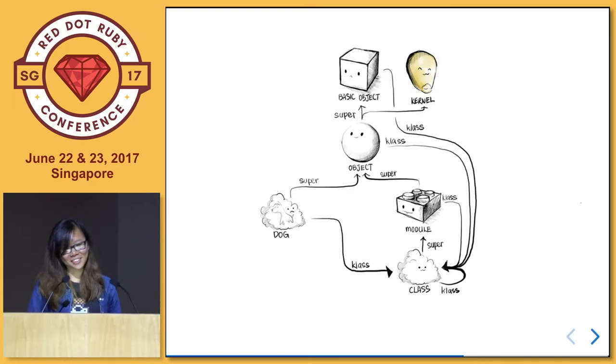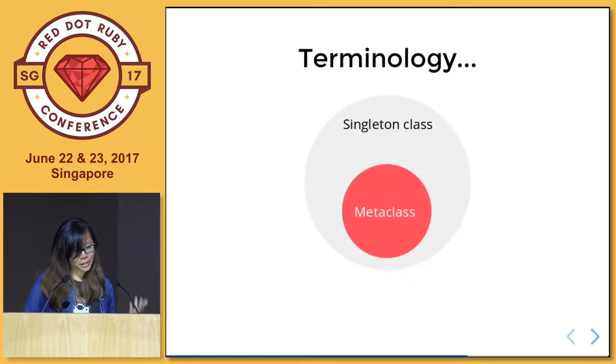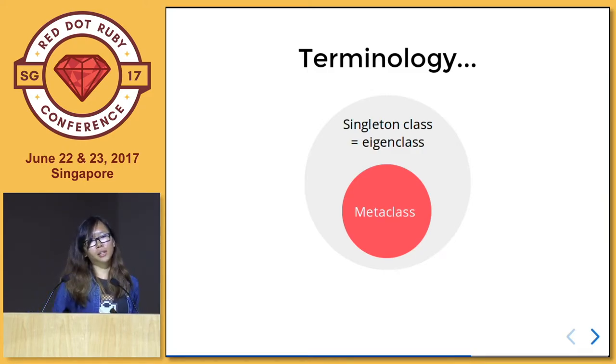Okay, but this is before metaclasses. And before I talk about metaclass creation, I guess I should clarify the terminology a bit, because this is always a point of confusion for beginners, as it was for me. Basically, a singleton class is synonymous with eigenclass, and a metaclass is a kind of singleton class, but specifically, it is a singleton class of a class object. So we speak of the metaclass of Dog, but the singleton class of Doge.